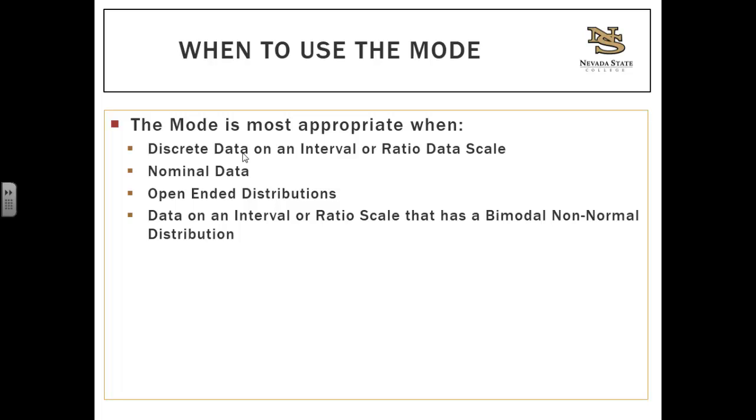You can use the mode when you have open-ended distributions as well. You can't use the median because what if your midpoint falls somewhere in that open-ended piece, like that 5 plus, for example? Well, you're not going to know what that score is. Then, when you have data on an interval or ratio scale that has a bimodal non-normal distribution, you can use the mode. And I'll show you some pictures of shapes and why, in that case, the mode is a much more accurate representation of your data.